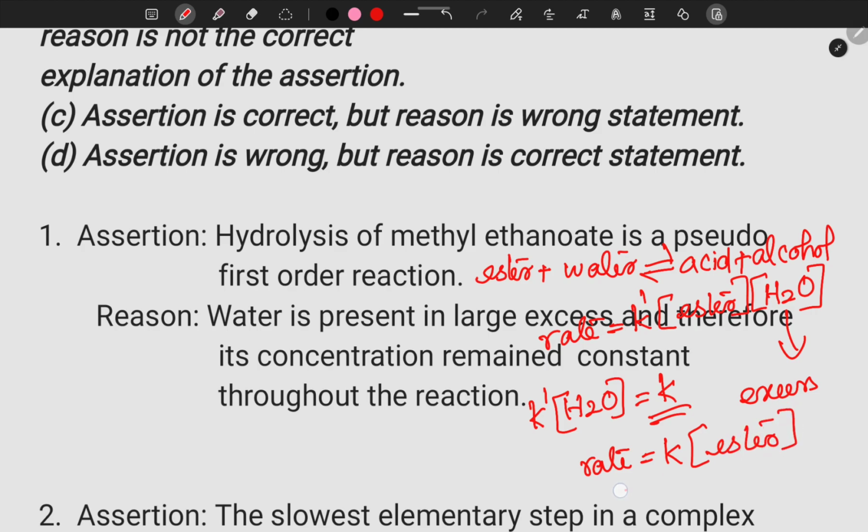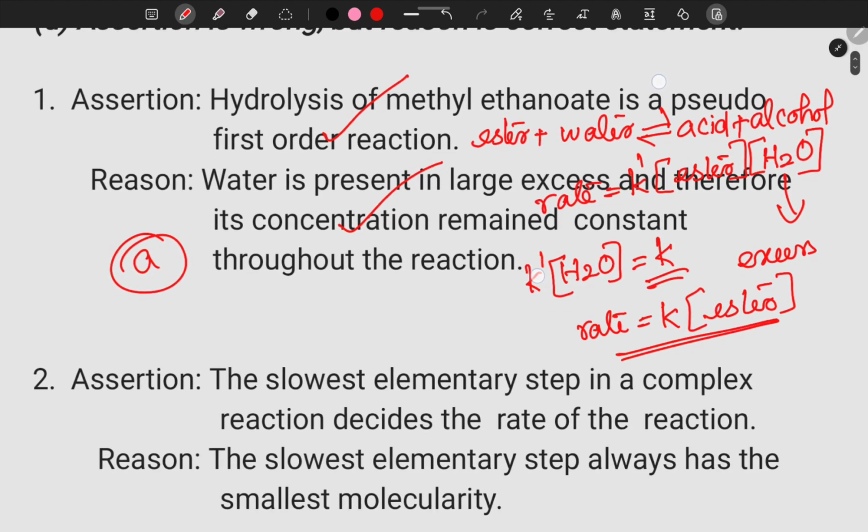Here the rate of the reaction depends upon only the concentration of ester. So that's why it's a pseudo first order reaction. Both assertion and reason are correct, and the reason is the correct explanation of the assertion. So our option is option A.